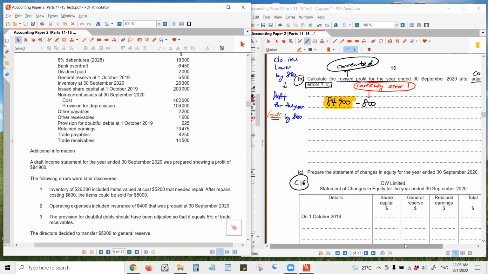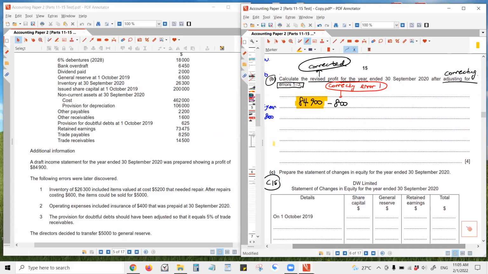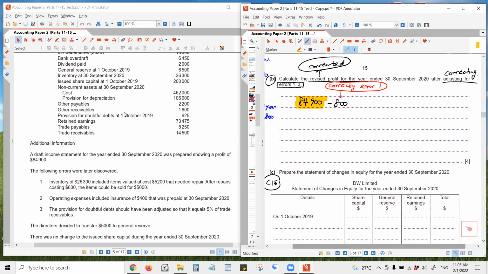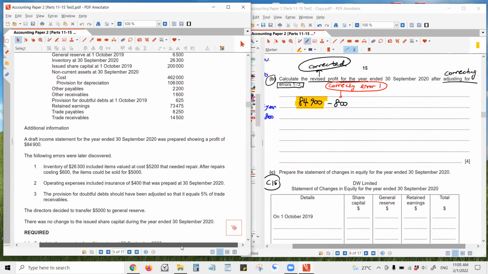Okay, we are doing the B. Now we have to go on to correct the error 2 and 3. Which are these two? Okay, error 2 and error 3. Operating expenses included insurance 400 that was prepaid at 30th September 2020. Honestly, I cannot recall much about this question.